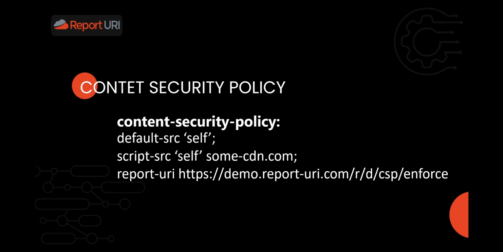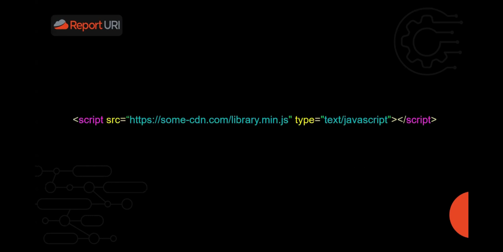So now we have this script tag on the page. We know that we are supposed to be loading JavaScript from somecdn.com. The content security policy has authorized that to happen. The browser knows that it's allowed to be here, and the script will load.